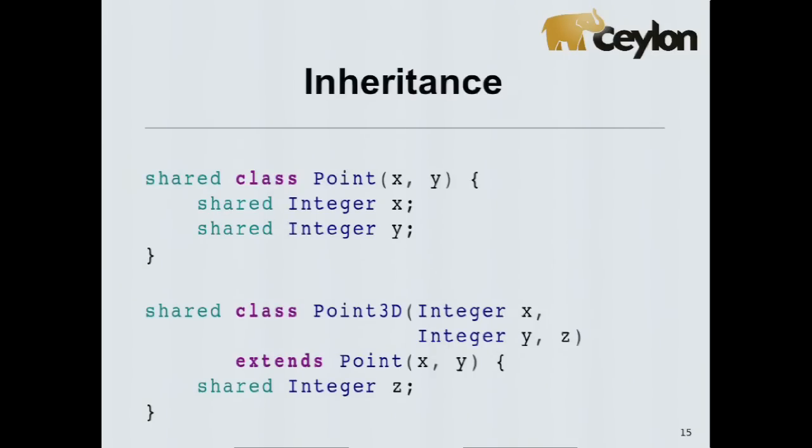Let's talk about inheritance. Well, there's nothing fancy about inheritance. You can create subclasses. The only difference is that instead of calling super from the constructor, we use a bit more compact syntax to say, you know what, 0.3D would call the super constructor of point with those parameters.